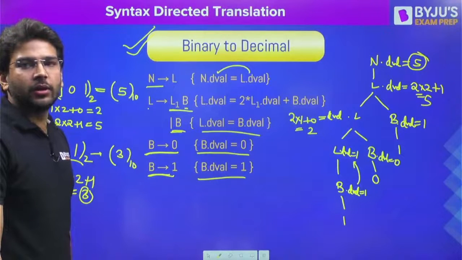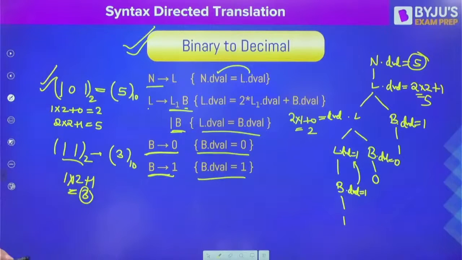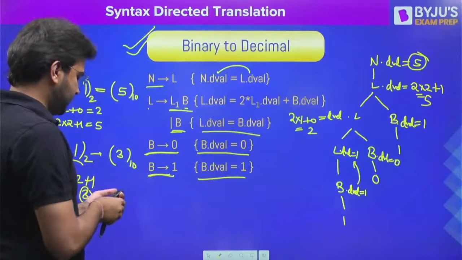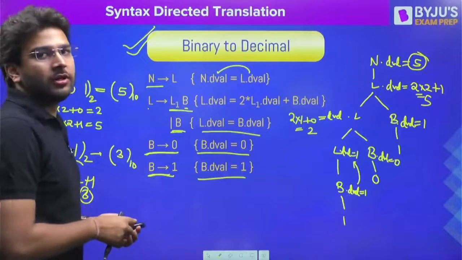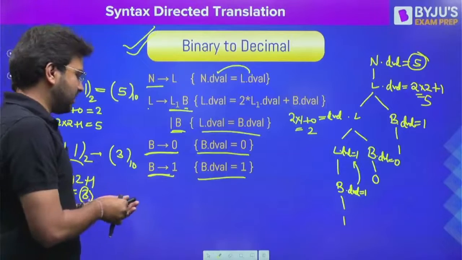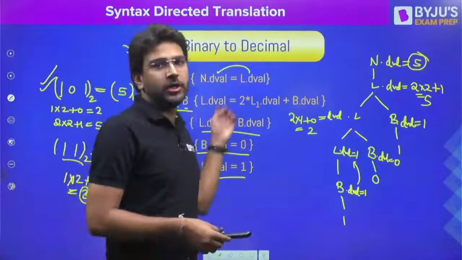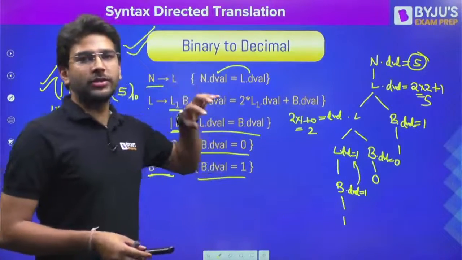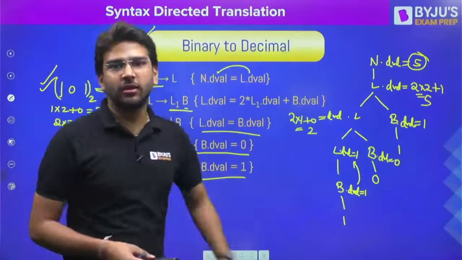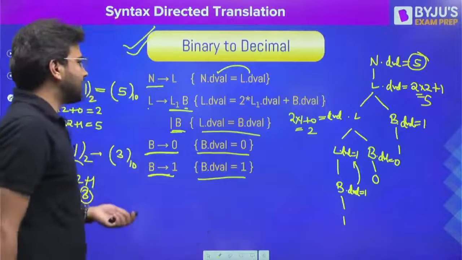Is it clear, everyone? Okay. Any doubt, anyone? So this is the SDT that we have for converting binary to decimal. Similarly, we can have SDT for anything. We can have binary point to decimal also. Like if we have 101.11, then for that purpose also we have the SDT. But here I have taken some examples only.